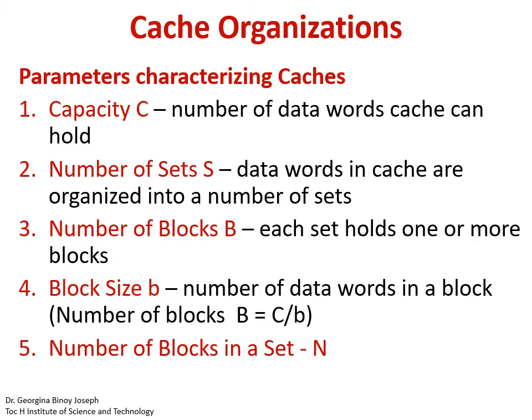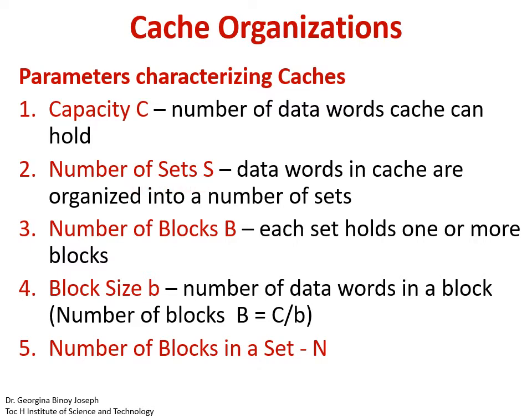Before we study the different ways in which cache is organized, let us look at the parameters that characterize caches. Some of the parameters that characterize caches are capacity C, which we had already seen. What is C? C is the number of data words the cache can hold. Then the next parameter, number of sets, S.